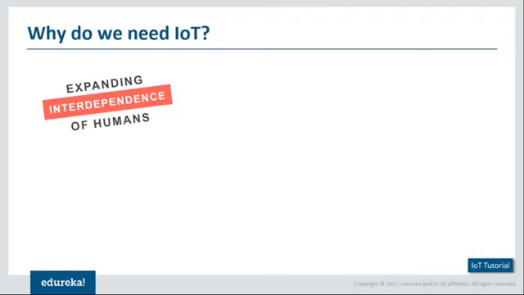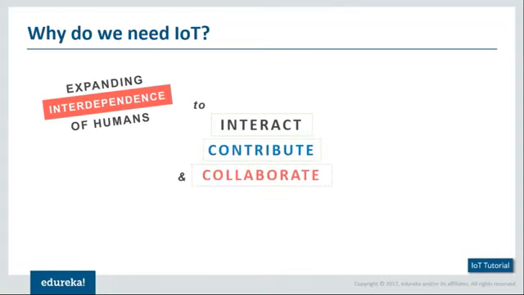Now, Internet of Things is basically expanding the interdependence of humans to interact, contribute, and collaborate with things around us. What do I mean by interdependence of humans? How we depend on each other. Like how I'm explaining this concept to you. If you're not clear, you would reach back to me and request my help. This becomes an interdependence between us. When I'm giving you knowledge and you're not clear, you come back to me. Similarly, tomorrow, if there's something you can do for me, I would reach out to you. So we all are interdependent on each other for something or the other.